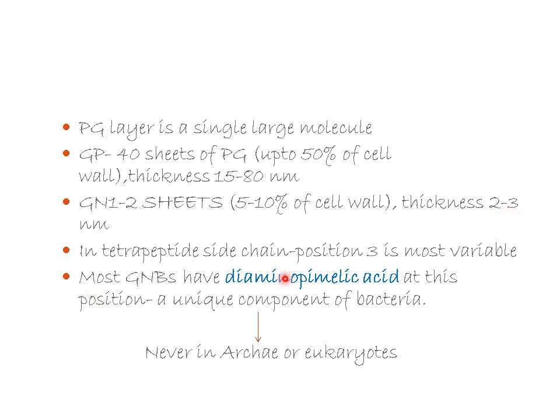In tetrapeptide side chain, position 3 is the most variable one. Most gram-negative organisms have a special component called diaminopimelic acid at this position. So earlier we have seen there was a tetrapeptide chain, that means there were 4 peptides. Among that, at position 3, most gram-negative organisms have this component which is called diaminopimelic acid, and this is a unique component of bacterial cell wall, as it is never seen in case of archaea or eukaryotes.